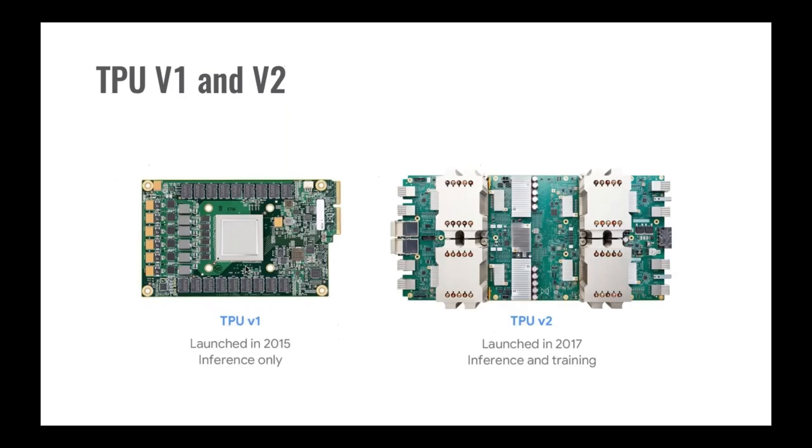The first version of TPU was launched in 2015, and it was mostly used for internal workloads at Google. V2 was launched in 2017, and it started supporting both inferencing and training. And in case you're not very familiar with the difference between inferencing and training, training is basically building a model. You take, for example, 25,000 images of cats and 25,000 images of dogs, then you take a neural network and you train the neural network with these 50,000 images. And after the training, the model is now ready to detect whether the shown image is a cat or a dog.